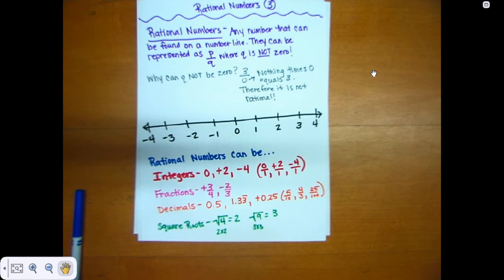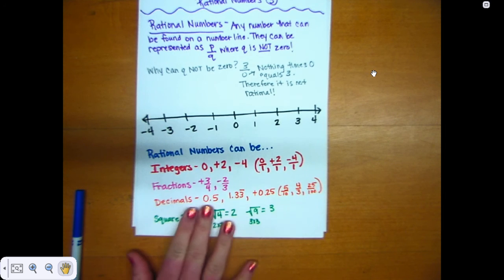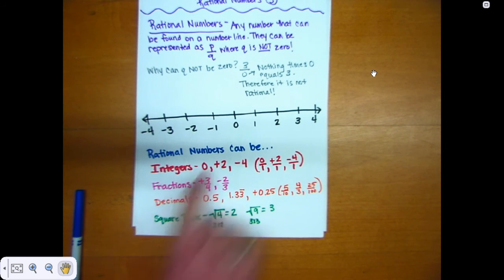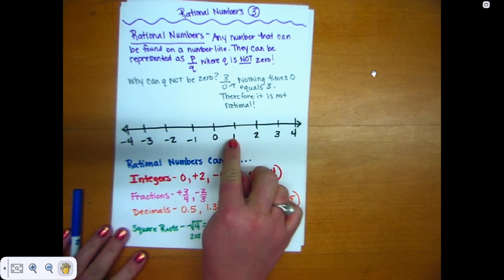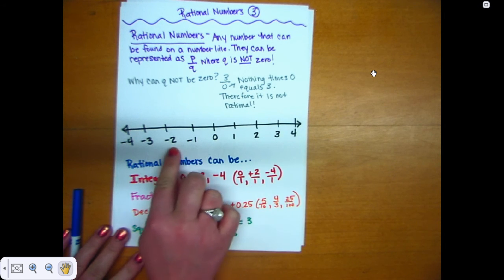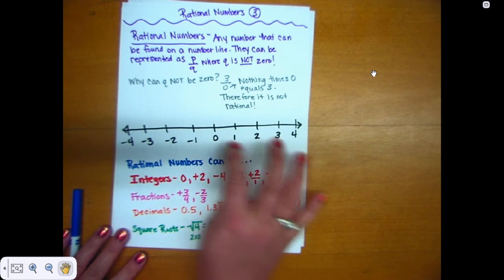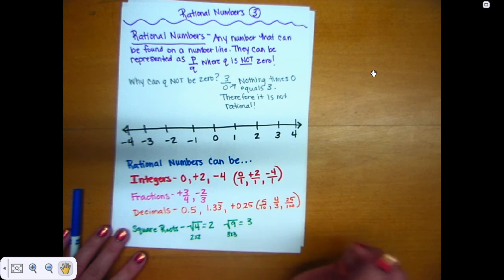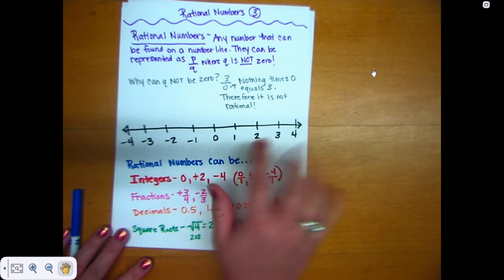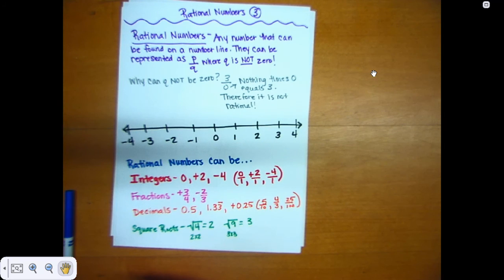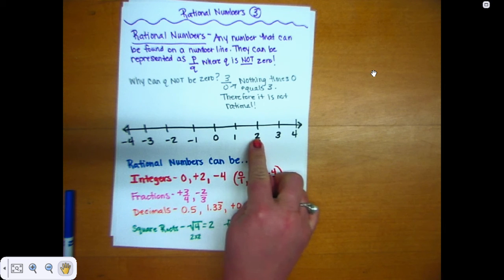So I am back, and let's talk about how we would see these on a number line. So we know that these are our whole numbers. And in between each whole number is an infinite amount of numbers. They're fractions, they're decimals, they're square roots. There's all kinds of numbers in between each number. So we know that if we have the integer 2, we can see it right here. That's on the number line.